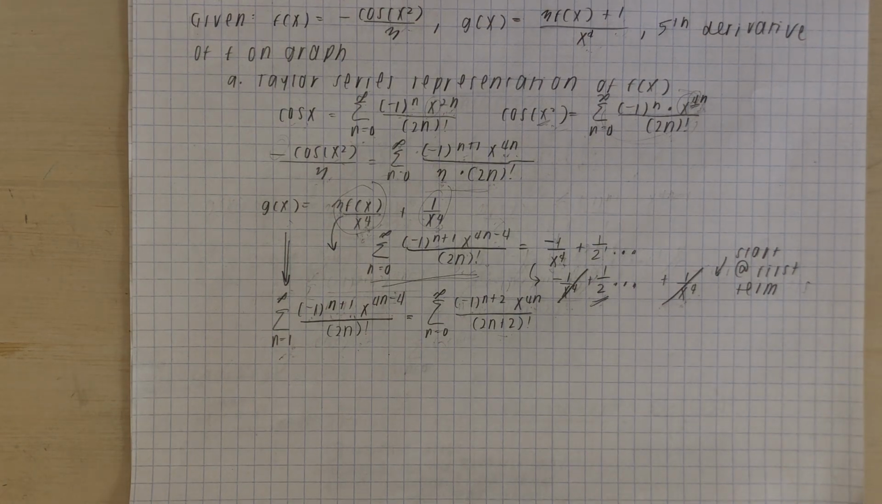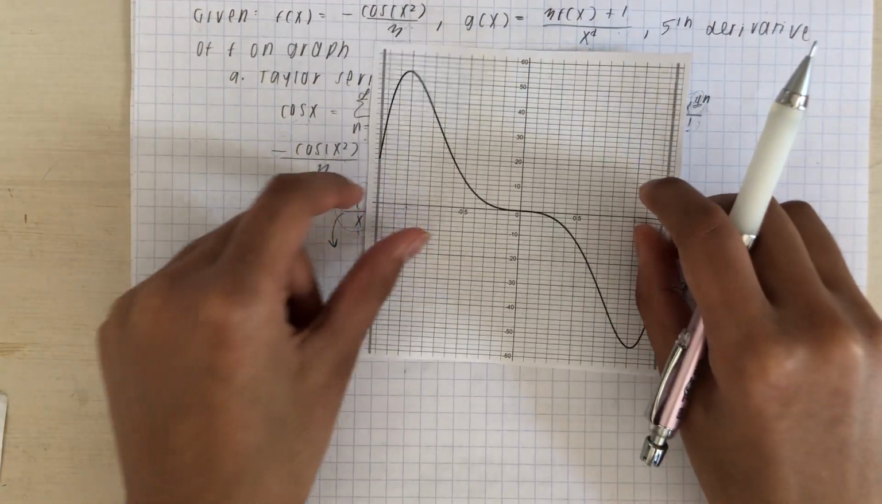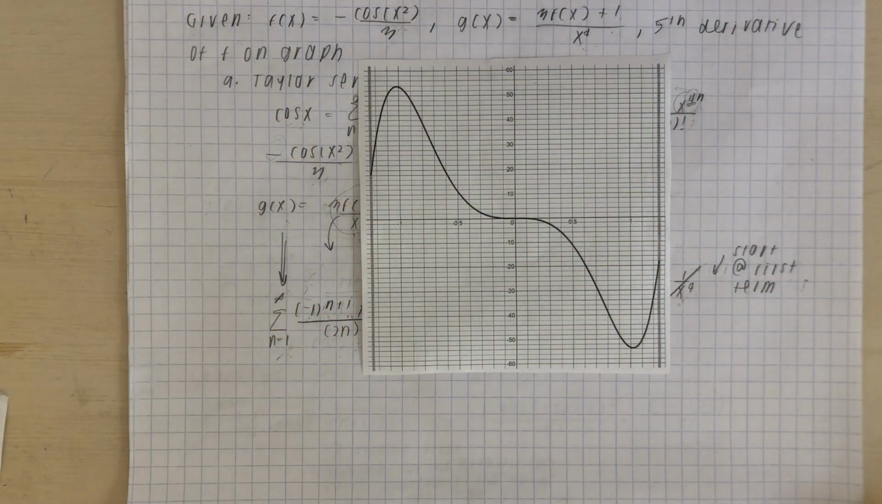Okay, so let's go over the givens first. What we're given is that f of x is equal to negative cosine of x squared divided by 3, and that g of x is equal to 3 f of x plus 1 divided by x to the fourth. Finally, we're given the fifth derivative of f of x, and it is shown on the interval of negative 1.25 to 1.25, closed brackets.